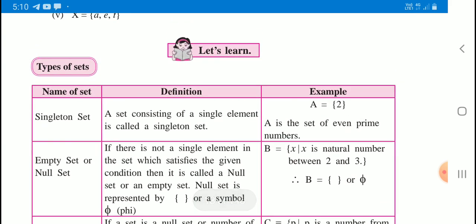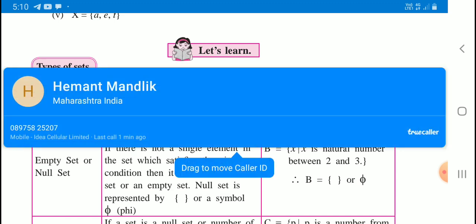Today we have seen the introduction of sets. Tomorrow we will see the types of sets.